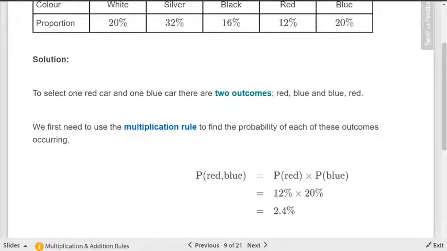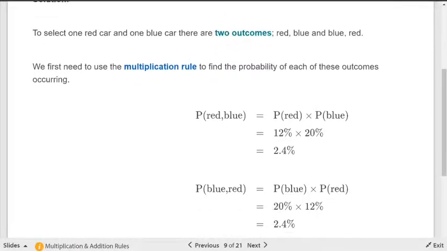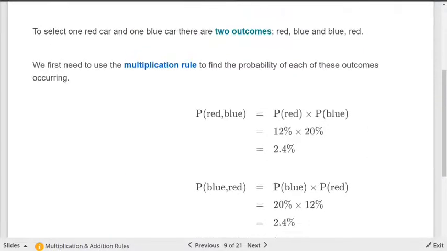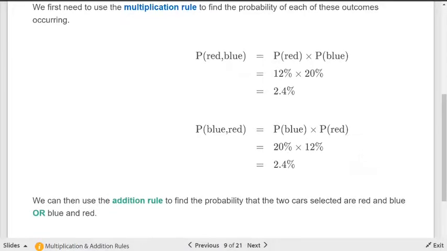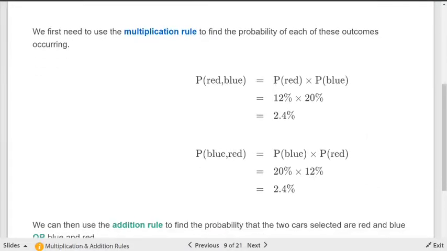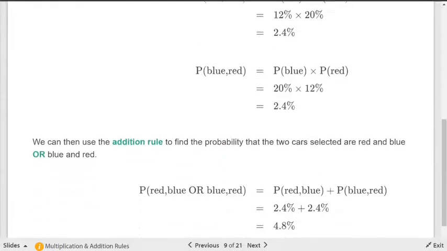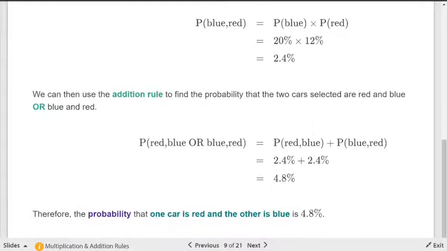Now, to select one red car and one blue car, there are 2 outcomes. You can select a red first and then a blue second, or you could select a blue first and a red second. First, you need to use the multiplication rule. That's easy enough. Just multiply those together, and you're going to get your percent. Then you can use the addition rule to find the probability that the 2 cars selected are red and blue or blue and red.